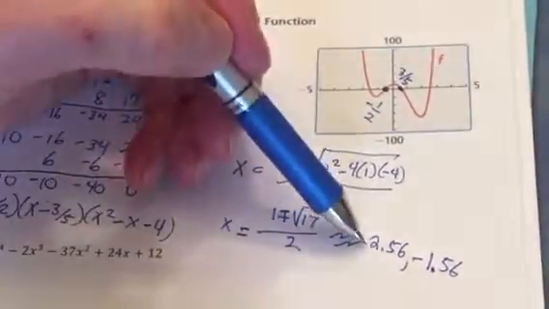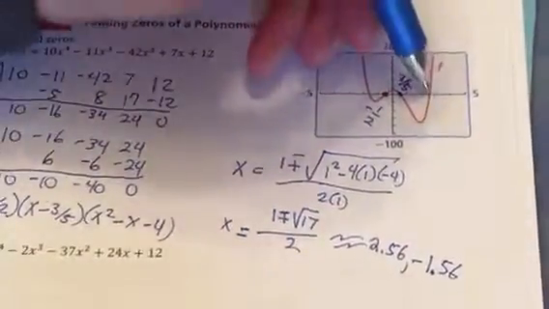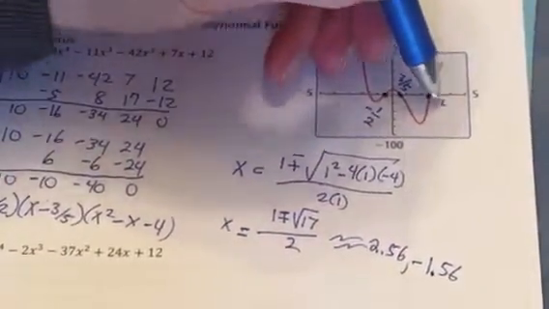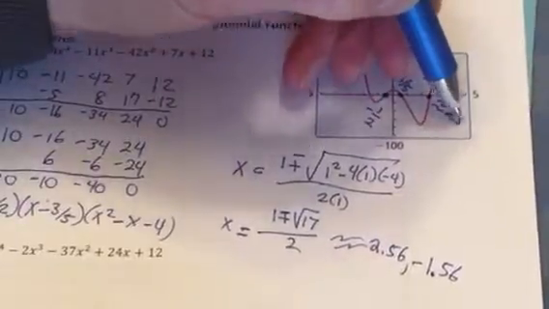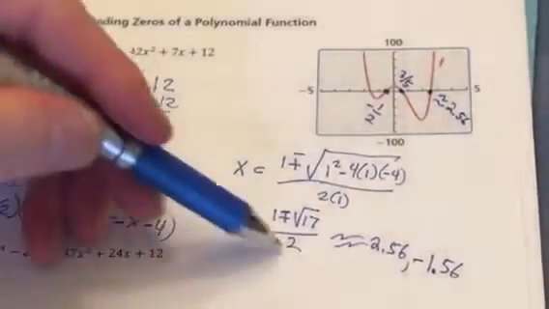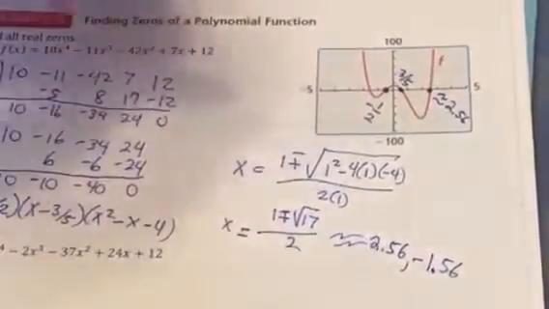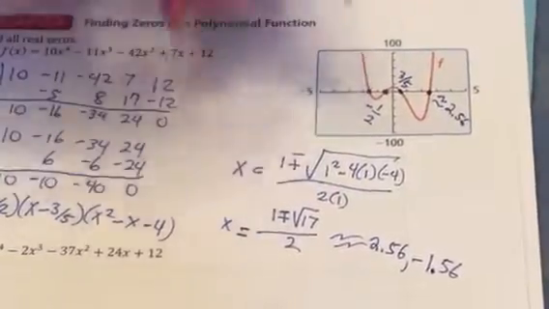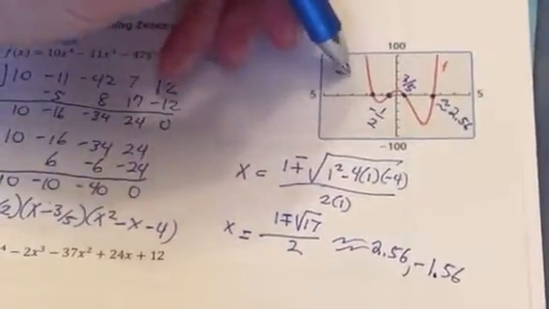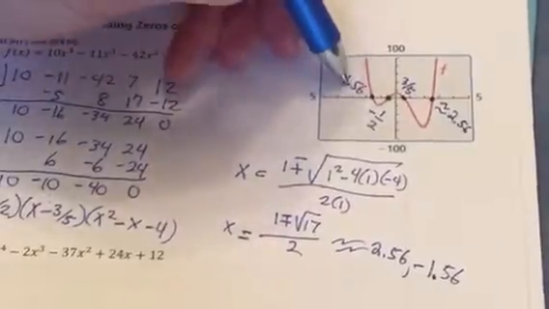And 2.56, that right there, so this is about 2.56. And this is the exact value. This is the rounded off value. And this one right here is negative 1.56.